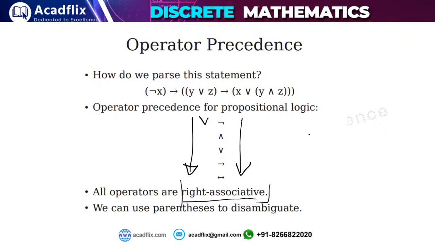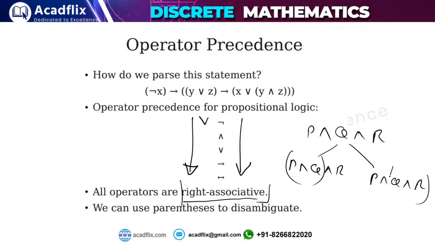If I write, let's assume, P and Q and R, then what should we do? Should we do the left conjunction first, or should we do the right one? What should we do, this or this? Actually, most of the authors, most of the professors, prefer right associativity, meaning do the right operator first. So this is what we will do.